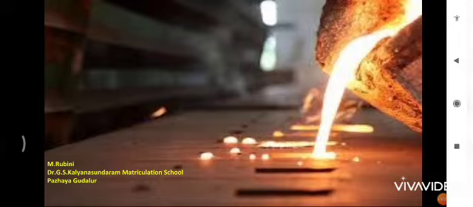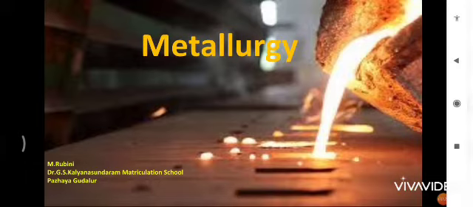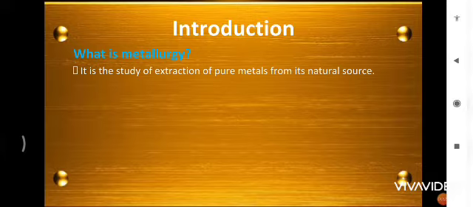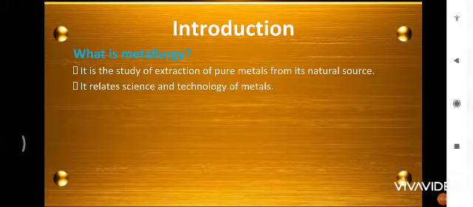And we'll move into the first chapter in chemistry, metallurgy. So, introduction part. What is metallurgy? Metallurgy is the study of extraction of pure metals from its natural source. We know that the metals exist in our earth's surface. So the extraction of pure metals from its natural source is known as metallurgy, and it relates science and technology of metals.